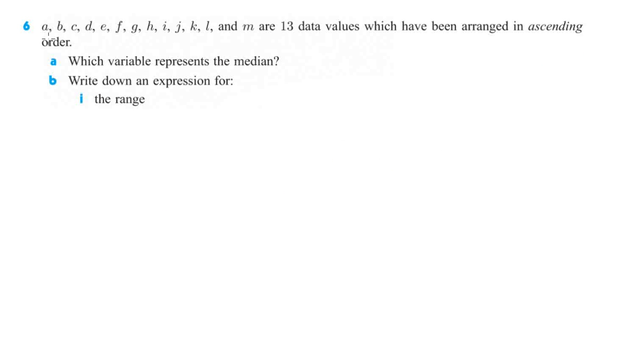Okay, so 6, A through M are 13 data values which have been arranged in ascending order. Which variable represents the median? So if we take 13 and we divide it by 2, that gives us 6.5, meaning we're going to have 1, 2, 3, 4, 5, 6 below, and 1, 2, 3, 4, 5, 6 above. So that leaves G to be the median. And then write down the expression for the range. So the range is always the maximum minus the minimum, so we would just simply write down M minus A for the range. Okay?